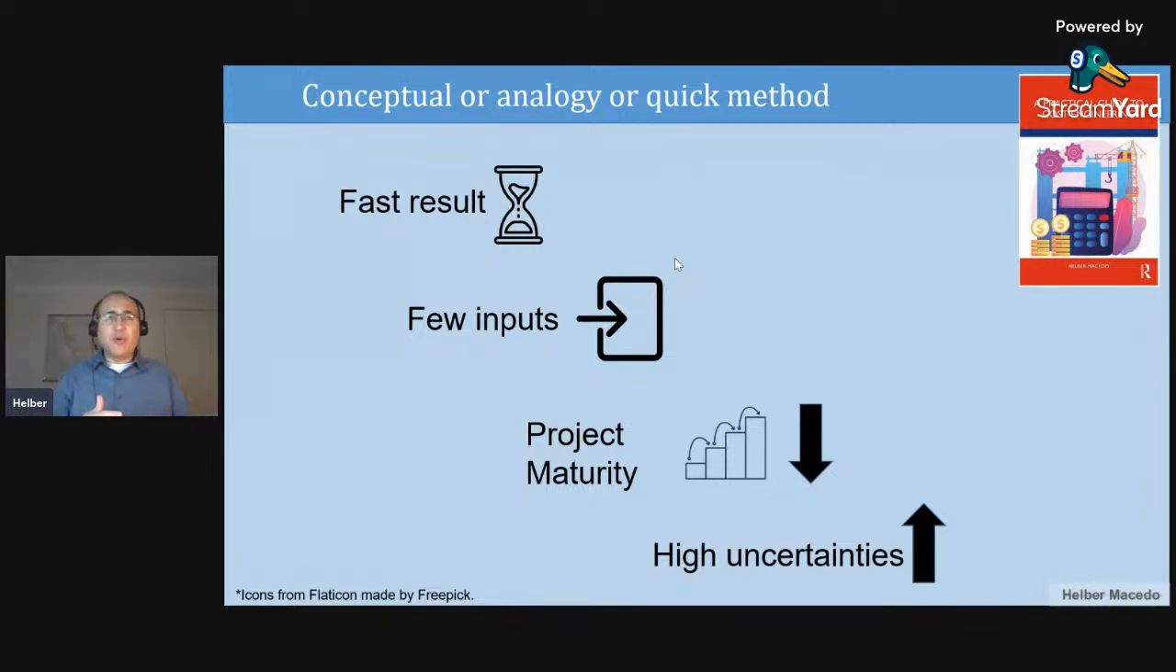Also, like I mentioned before, you use this technique when the project has low maturity. You don't know many things. You are trying to analyze what will be the strategy. I can analyze different locations or different technology that you use. Then you use the conceptual method. However, normally with this technique you have a lot of uncertainties because there are a lot of things that can happen that will change your numbers. So of course the accuracy of this technique will not be good. Probably you have a high accuracy range for these techniques.